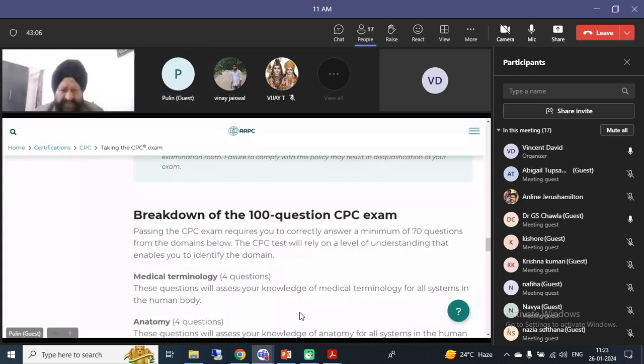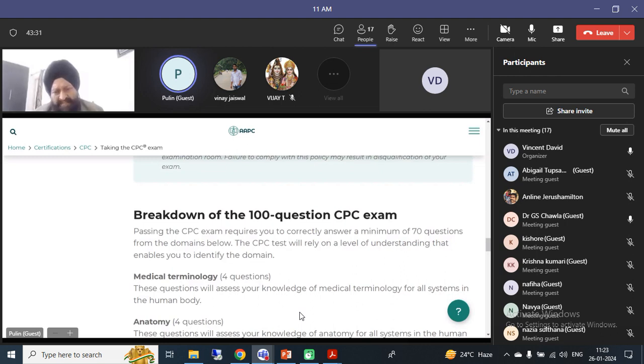735 into 1.0204. So a total of 750 you can consider. Total $750 will be the charge for two attempts. Okay, around 55 or 60,000 in Indian rupees.